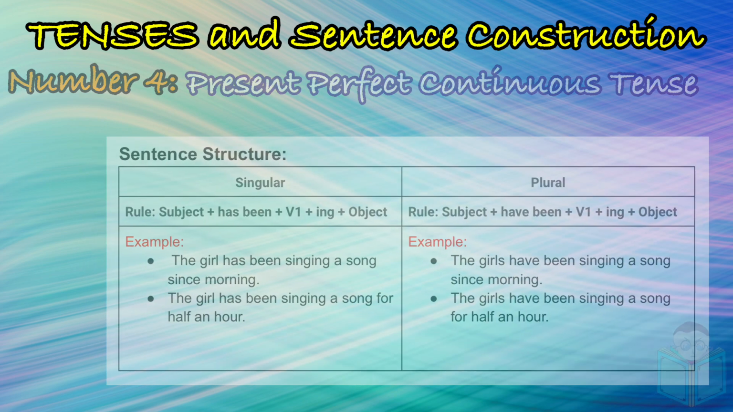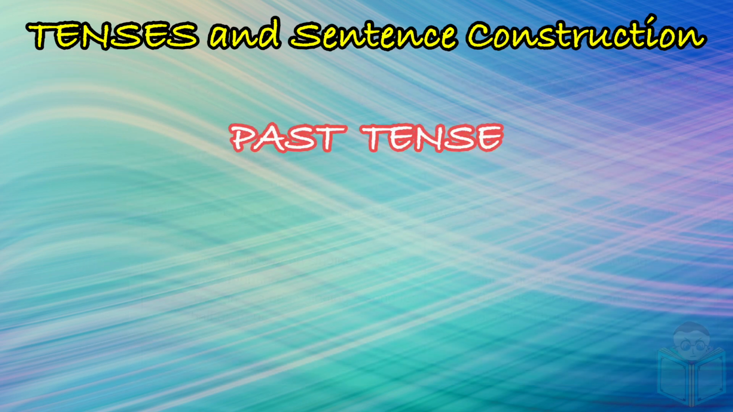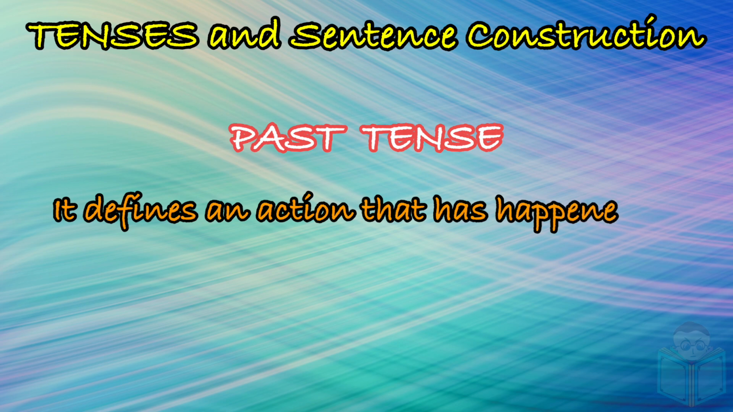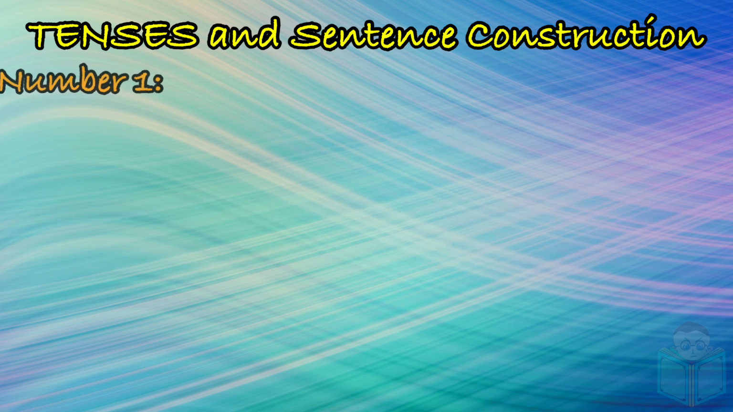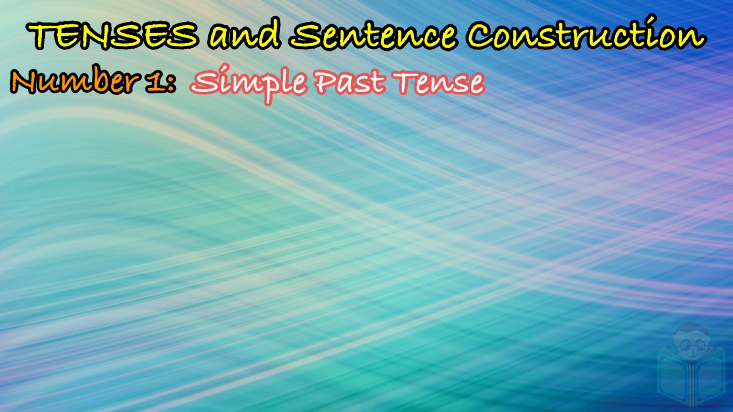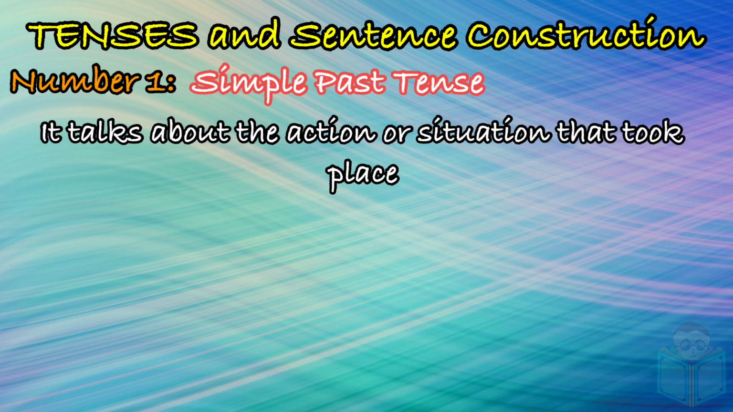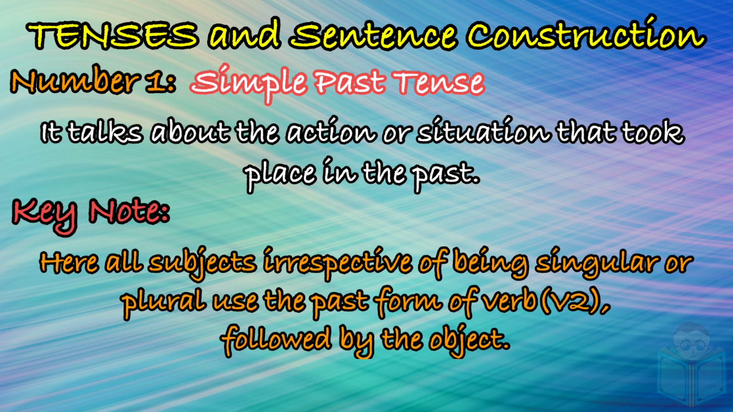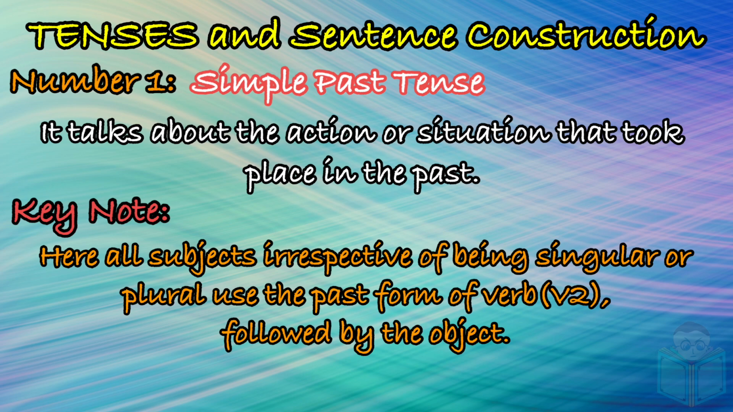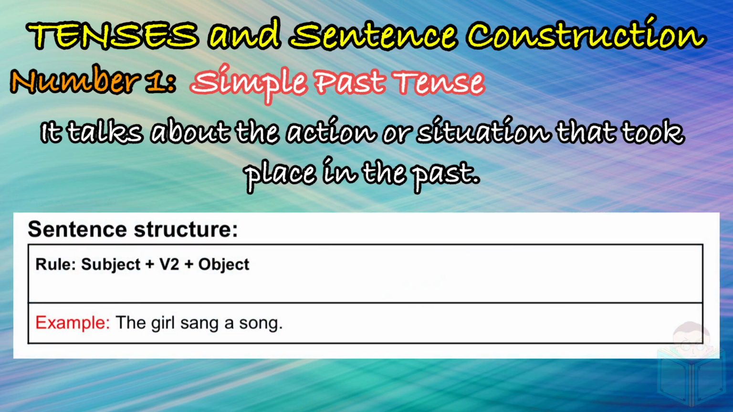Now, we will discuss about past tense. It defines an action that has happened in the past or a previously existing state. Now let's discuss the different types of past tense. Number 1. Simple past tense. It talks about the action or situation that took place in the past. Here all subjects irrespective of being singular or plural use the past form of verb V2 followed by the object. Please follow the table.